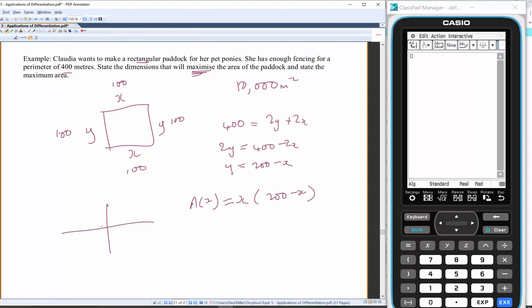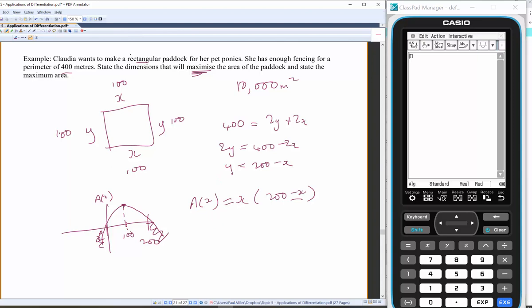Okay, so my function is going to have an x-intercept at 0 and 200. It's going to be an inverted parabola. That's not going to be included, but it doesn't say sketch it, so this is just a dodgy job, which means that that value there, 100, the midpoint, is going to maximize the area A of x.